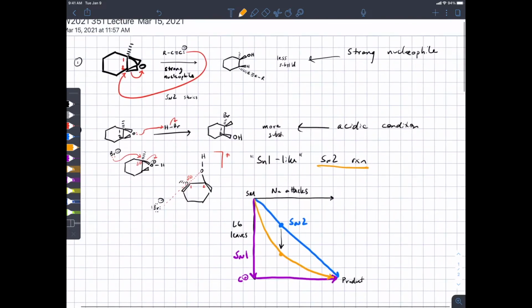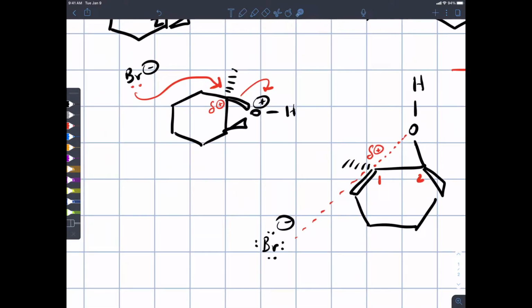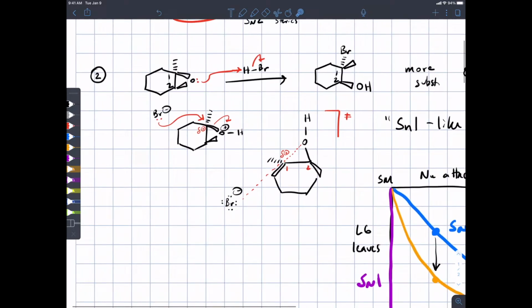So what is the mechanism for option 2? The mechanism is still SN2. Notice that the transition state still involves the epoxide and the nucleophile. So we're still forming a new bond as the leaving group is leaving. We're just saying that the transition state involves a bit more of a broken bond between carbon and the leaving group than our typical SN2 reaction does.